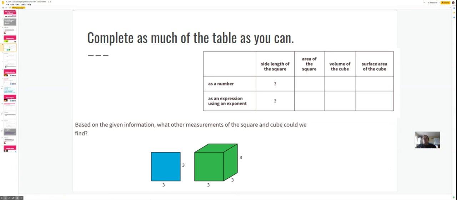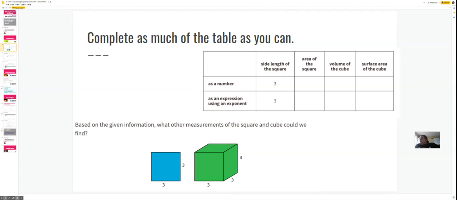In 14.1, this is the first page of your text. You should be seeing the blue square and the green cube. It says, based on the given information, what other measurements of the square or cube could we find? You might say we can find the area of the blue square, which is 9 square units. Or you could do the perimeter of the square, which is 12 units.